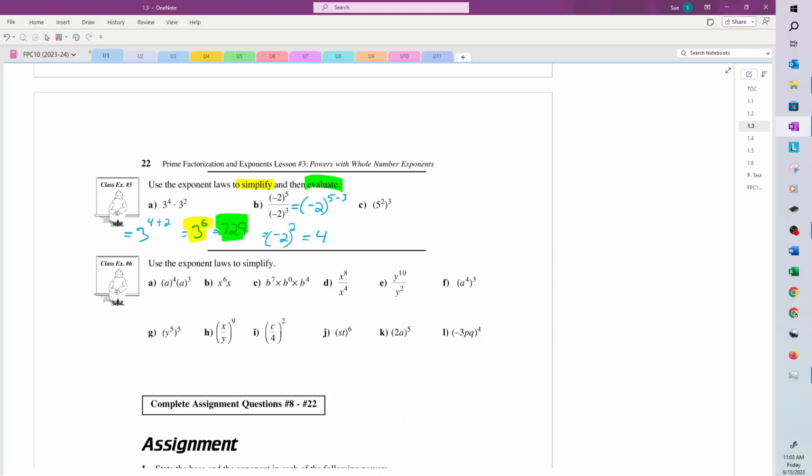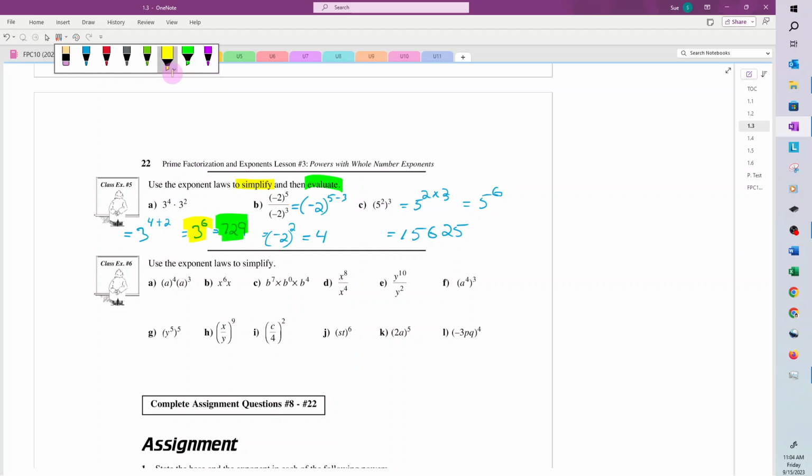And then this one is going to be 5 to, I'm doing a power to a power, so I'm going to multiply my exponents. So that equals 5 to the 6. I don't expect you to know what 5 to the 6 is, but if you are allowed to use a calculator, it's 15625. And I'm just going to do that coloring again.